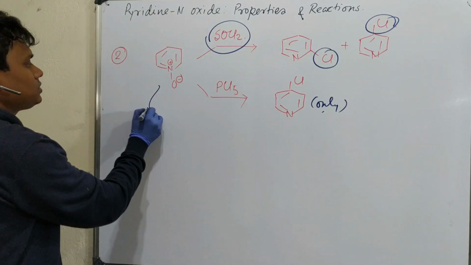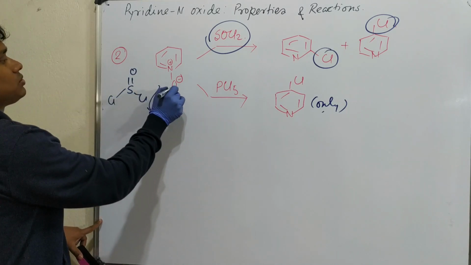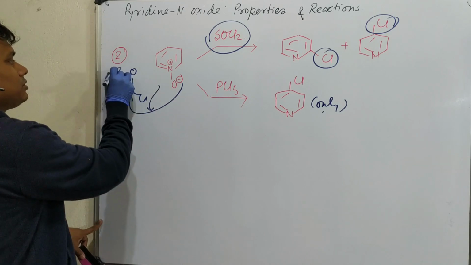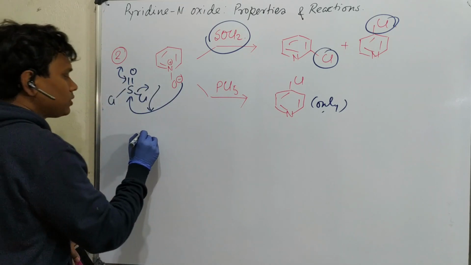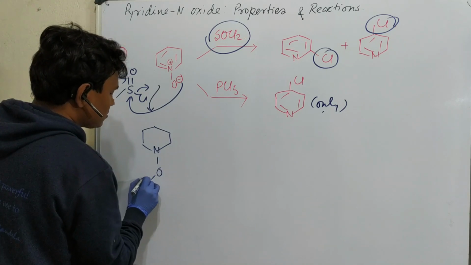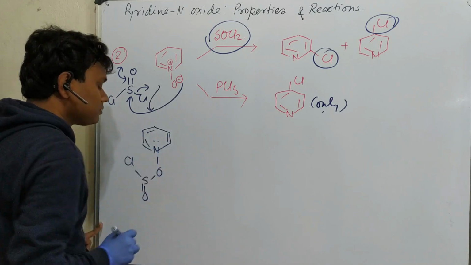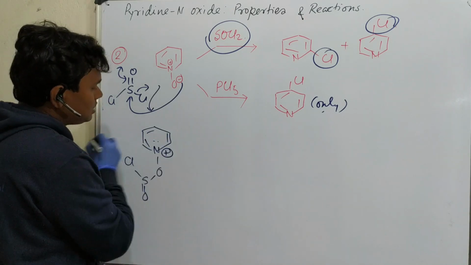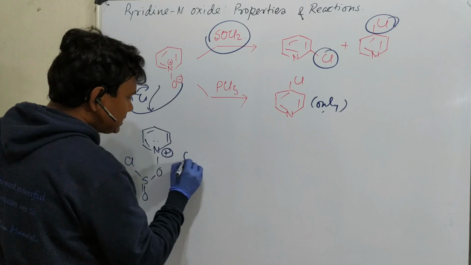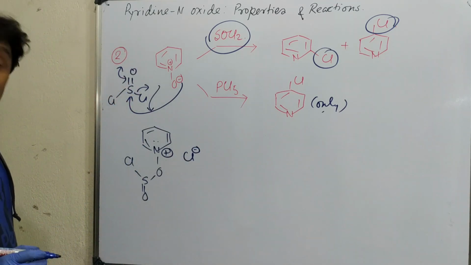If you react this with SOCl2, SOCl2 looks like this. So it will attack here, it will come back, and it will leave. So what will be the product? This is Cl. Fine. The N-oxide, this is the plus charge. Now in the next step there is a chloride anion. So what can happen?